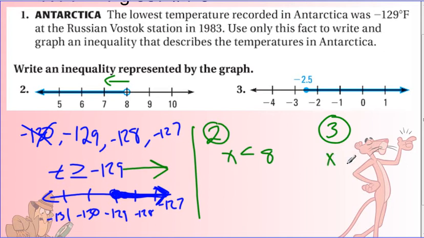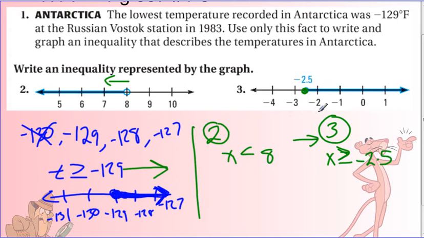Number 3. Okay, x is something -2.5. Well, we're shading numbers bigger than, so we shade numbers greater than. So this is greater than -2.5. Also, the arrowhead trick, we're pointing that way, so we shade that way. Now, is -2.5 included? Yes, because we have this solid dot here, which means we need the or equal to, because -2.5 is one of the answers.